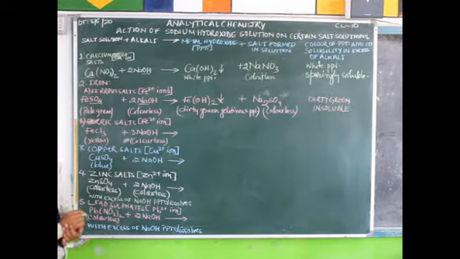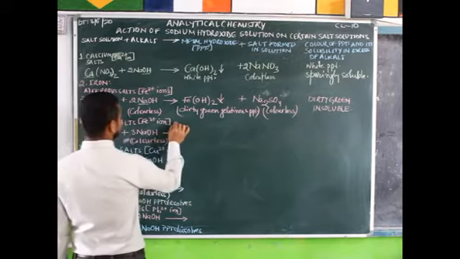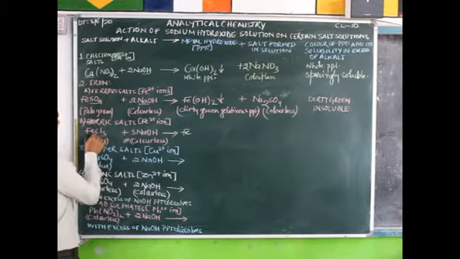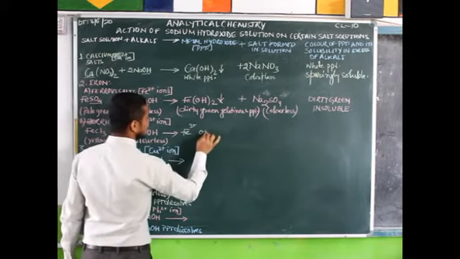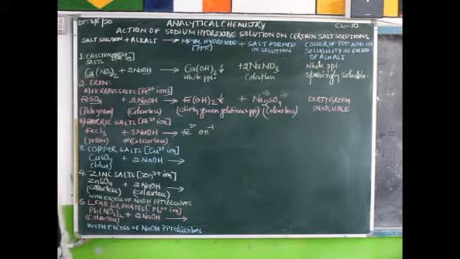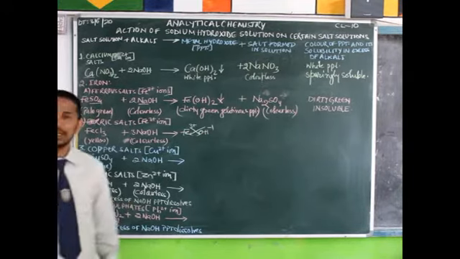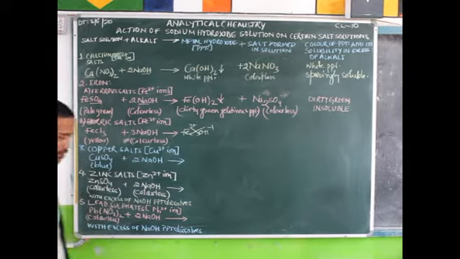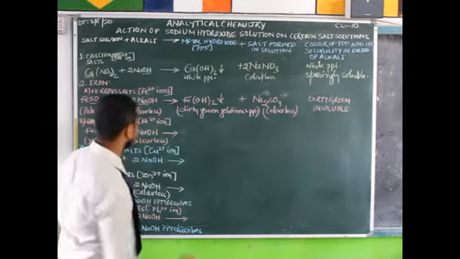So what is the color of ferric ion? Reddish brown. What is the color of ferrous ion? Dirty green. So what will you be getting here? You will be getting Fe, then OH. Fe valency is 3 and OH valency is minus 1. Now crisscross, what will you be getting? Fe(OH) whole thrice.